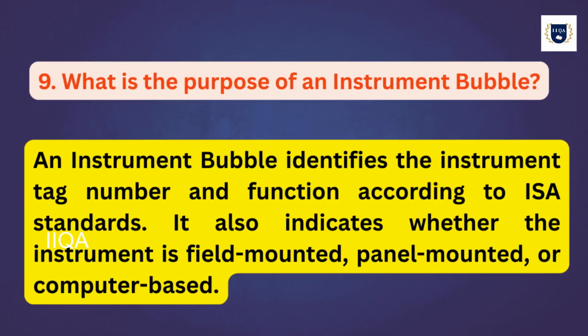What is the purpose of an instrument bubble? An instrument bubble identifies the instrument tag number and function according to ISA standards. It also indicates whether the instrument is field-mounted, panel-mounted, or computer-based.